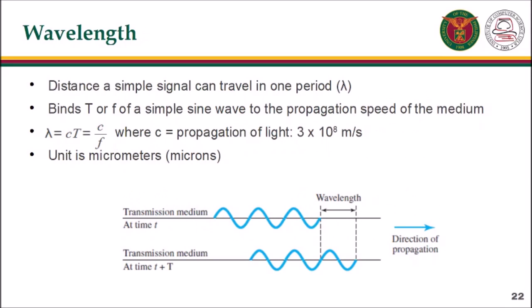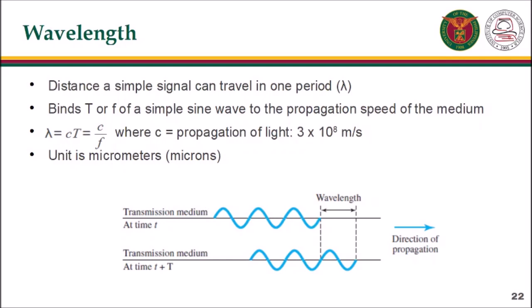Wavelength is another characteristic of a signal traveling through a transmission medium. Wavelength binds the period or the frequency of a simple sine wave to the propagation speed of the medium. While the frequency of a signal is independent of the medium, the wavelength depends on both the frequency and the medium. Wavelength is a property of any type of signal.